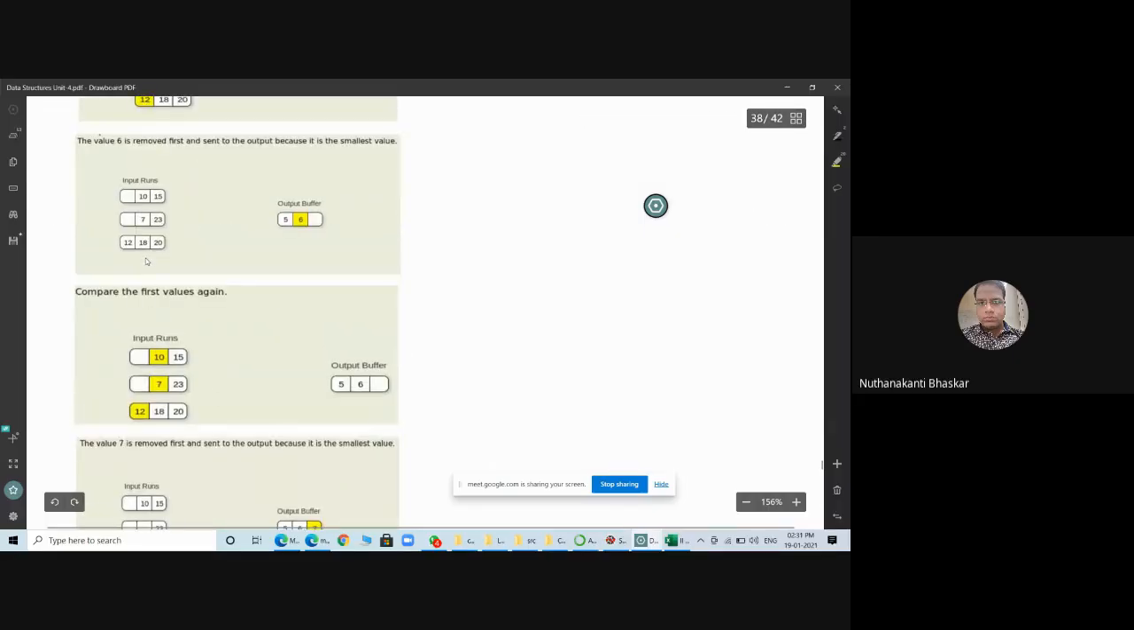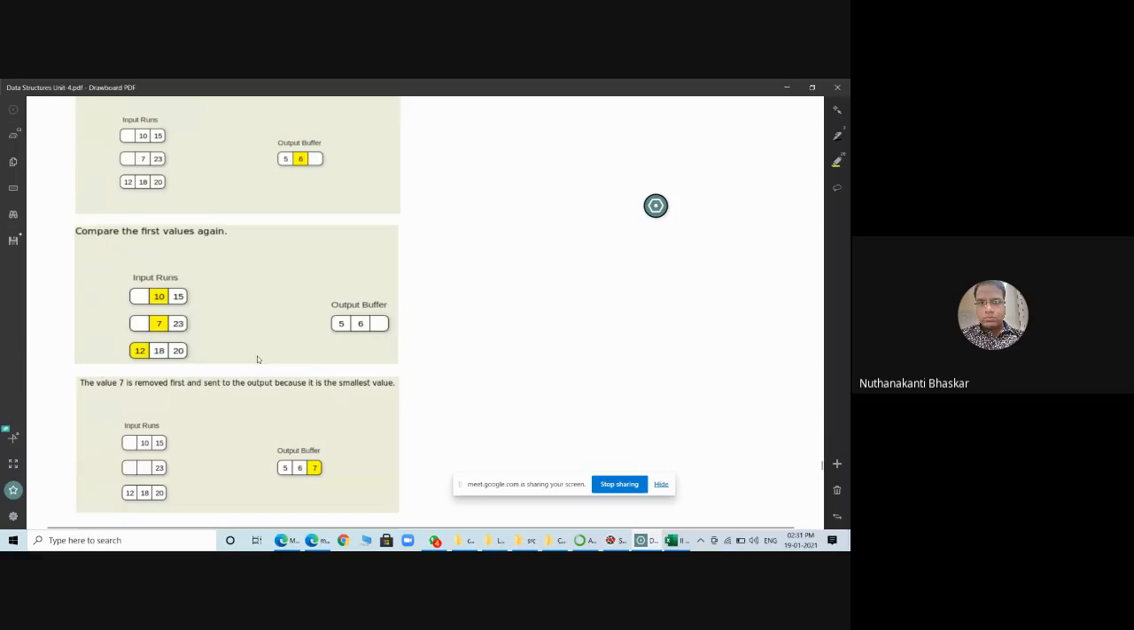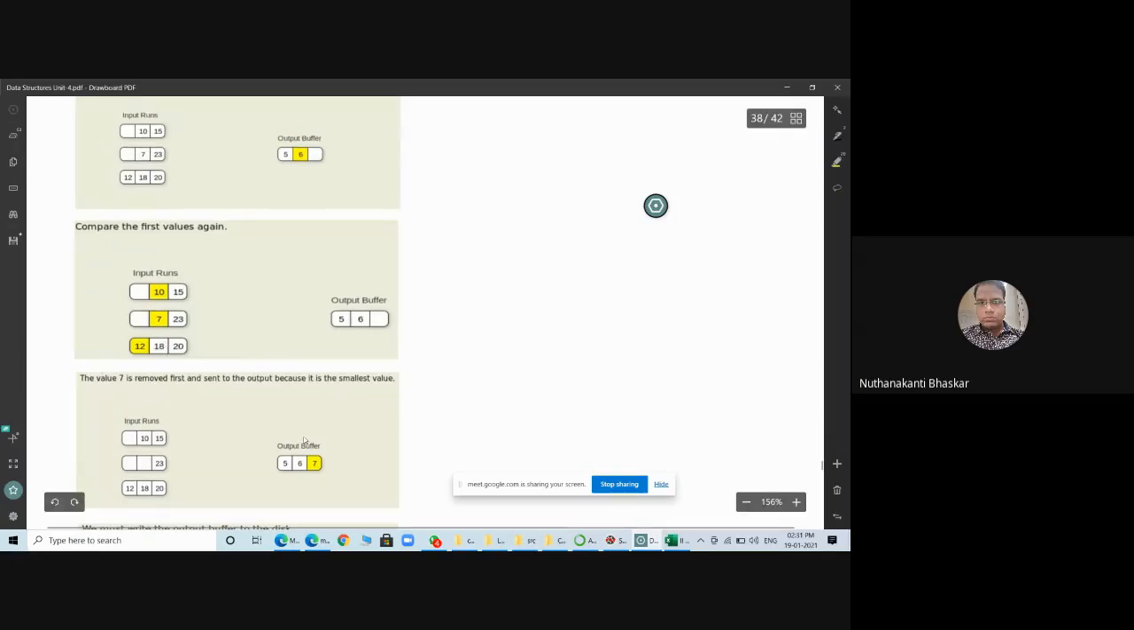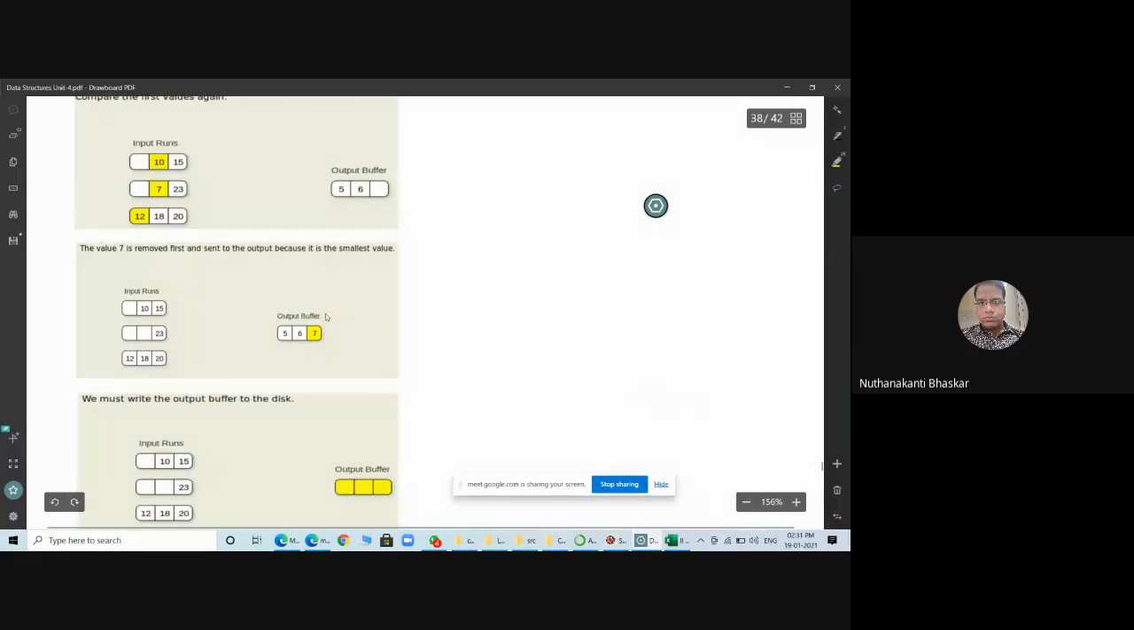Again, the first elements. What are the first elements? 10, 7, 12. Are you clear? Which is the smallest? 7. That 7 you have to store in the buffer. So now one buffer is over. Are you clear? Then you need to add this buffer again, but one buffer is over. Clear? Yes, sir.